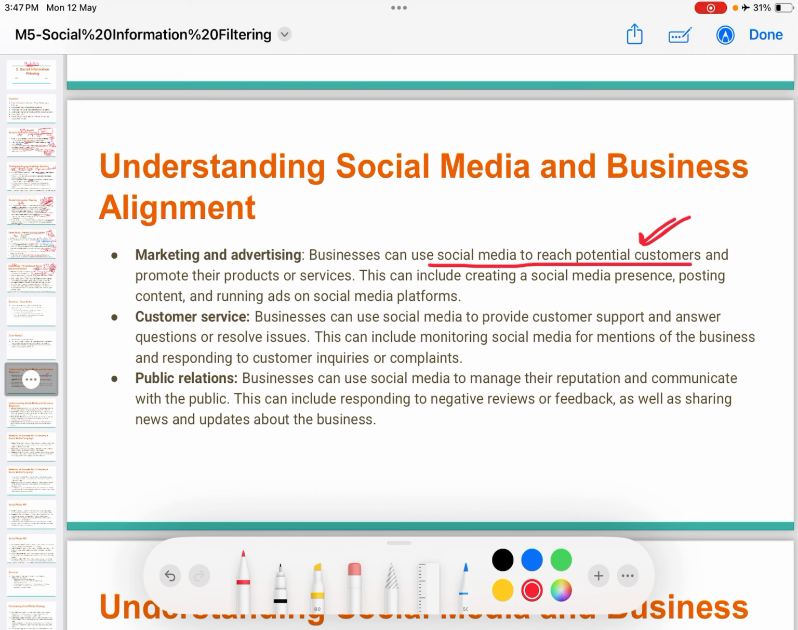The more marketing they do on social media, the more reach will be achieved, the more profit will be achieved, because they will reach more people.